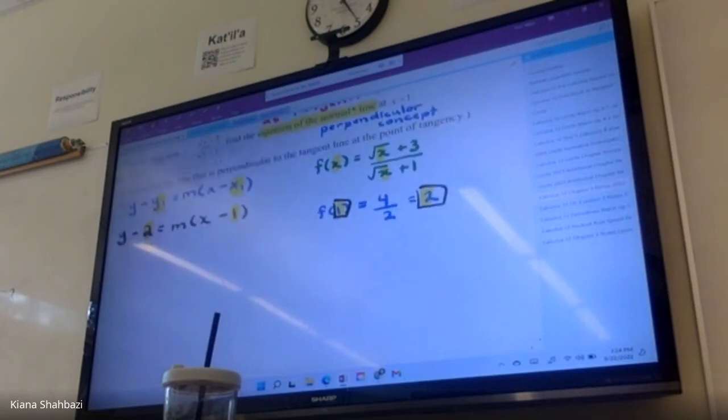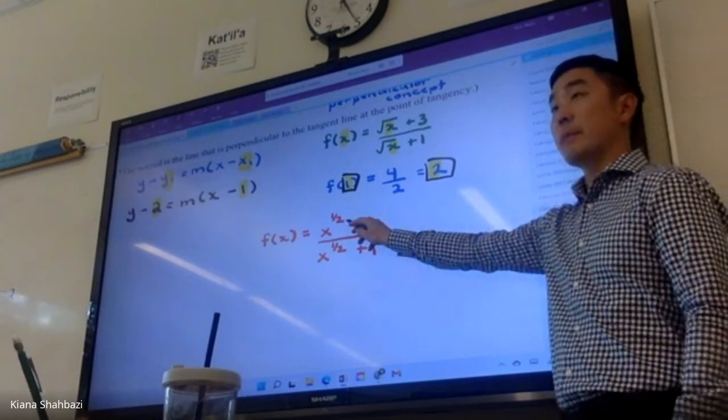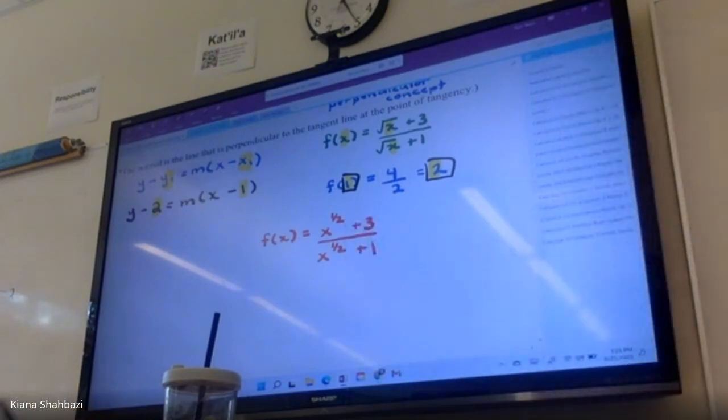Now, class, before we find the derivative here, I was wondering if I could write one more thing down here. Can we please write down f of x equals x to the power of 1/2 plus 3 divided by x to the power of 1/2 plus 1. And the reason why I changed all the radicals to powers is because when you apply the quotient rule, you're also applying the power rule, and it's much easier to find the derivative when you have an exponent, right? Okay, so let's find f prime of x.